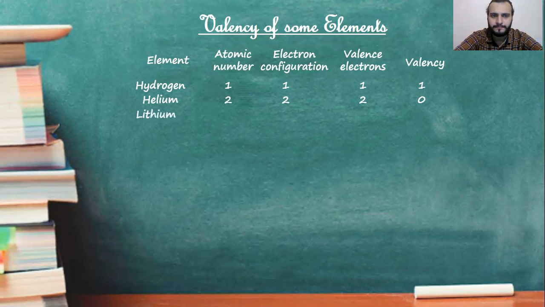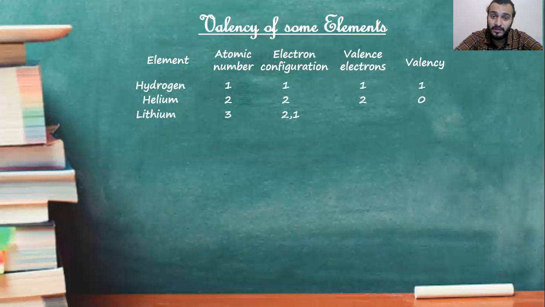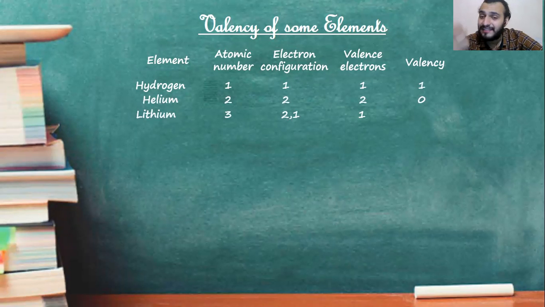Next, lithium. Atomic number 3. Electronic configuration 2, 1. Valence electrons. What are valence electrons? Electrons in the outermost shell. So in case of lithium, the outermost shell has 1 electron. Now, lithium has two options. Either lithium can gain 7 electrons and complete its octet, because the second shell is the outermost shell. So to complete its octet, it should have a total of 8. Currently, lithium has 1. So to get a total of 8 electrons, it has to accept 7 more.